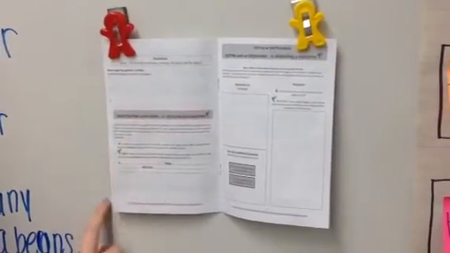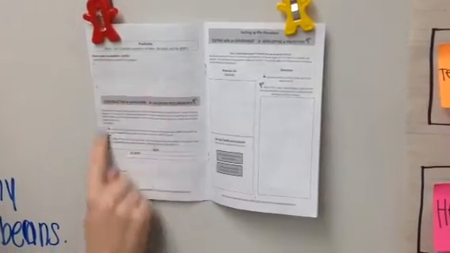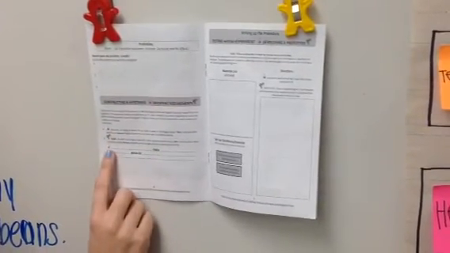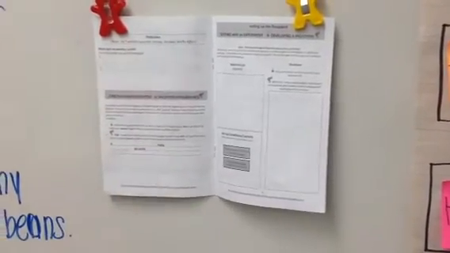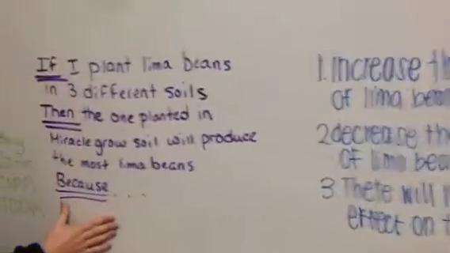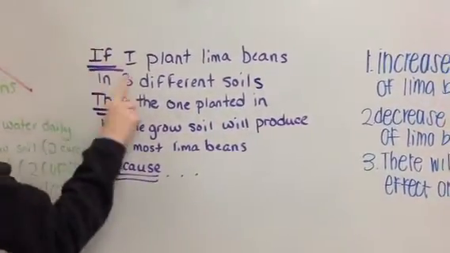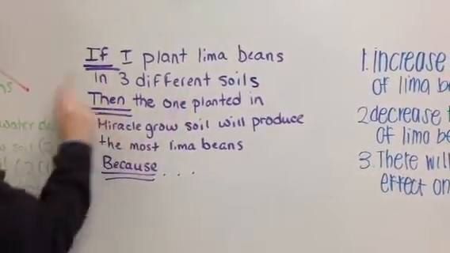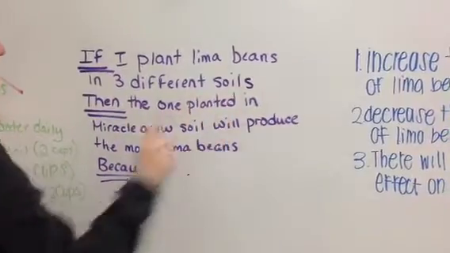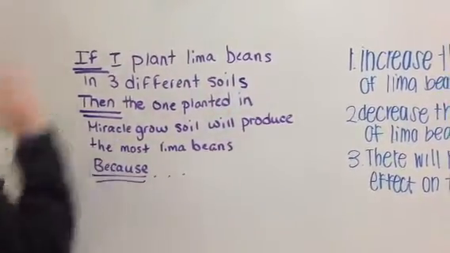After you have this filled out in complete sentences, you will look at constructing a hypothesis. So when you go through this process here, you'll see there is an if, then, and a because. So if we were using the lima bean project, we could say, if I plant lima beans in 3 different soils, then the one planted in Miracle-Gro soil will produce the most beans.